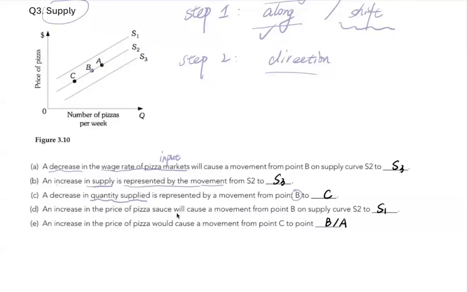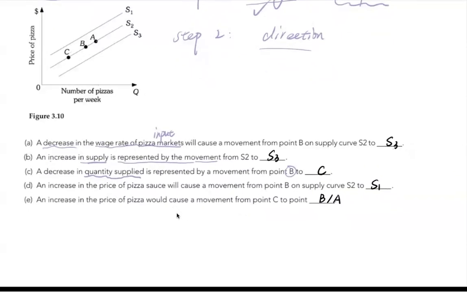Then how do we get the direction of the movement? The decrease in quantity supplied. Quantity supplied means that the direction is along the curve, because this is a number of pieces, right? So the direction you find is from B to C, right?